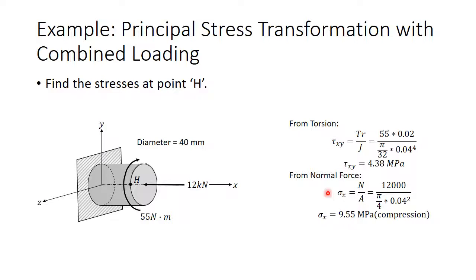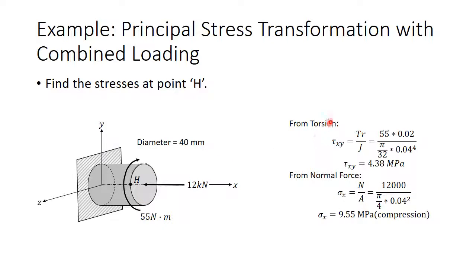Now we want to find the stresses caused by the internal loadings at point H. The stresses will vary across any point on that cross-section, so we want to be careful to consider the stresses that occur specifically at this point H. If you choose any other point here, they're going to be different.